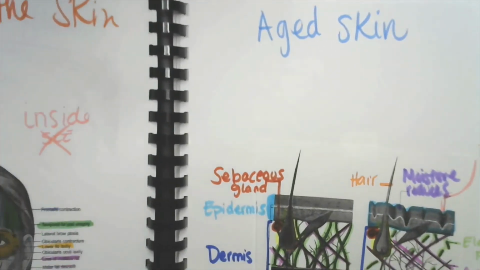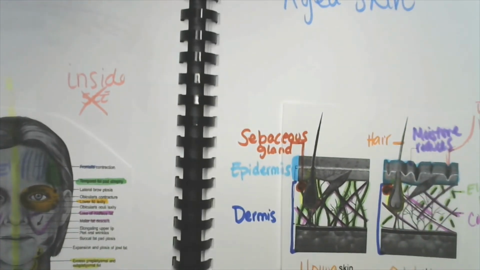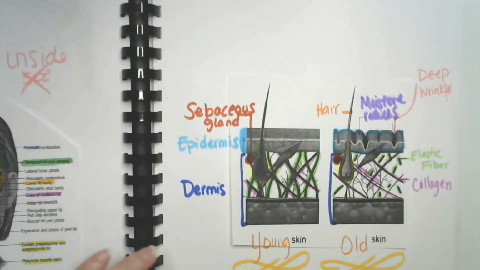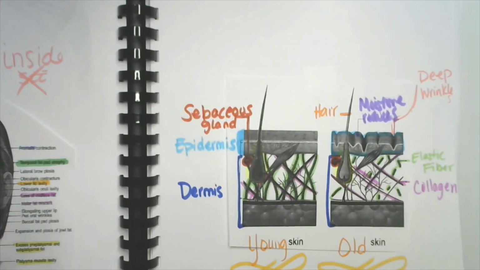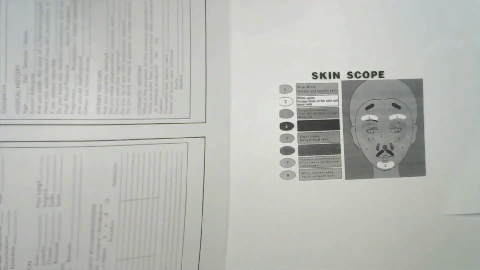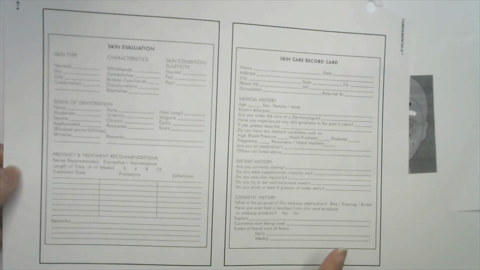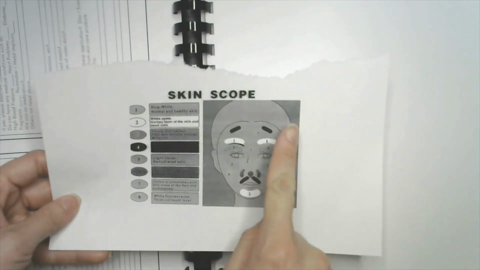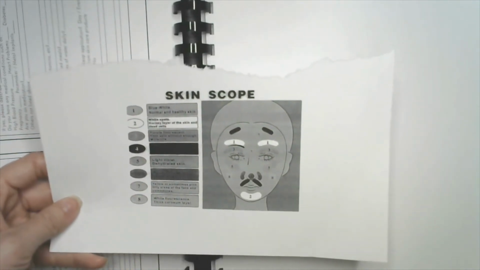If you have any questions, please let me know. But other than that, keep in mind all of this information that we've gone over, because next week, when we come back on Monday, we're going to start with our skin evaluation and our skincare record card for our consultation with our client. So we're going to work on this one as part of our theory. And then I cut this off, I apologize, but we're going to do this next one, which is a skin scope.